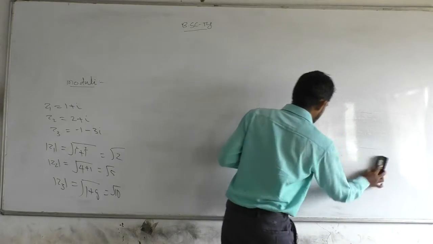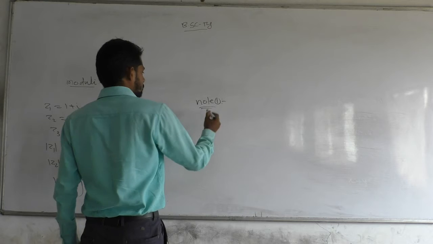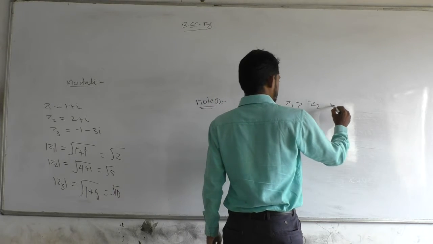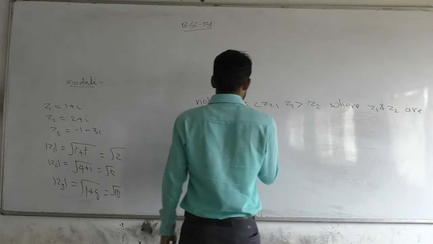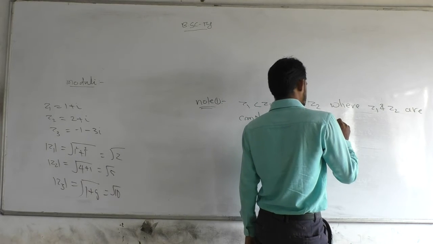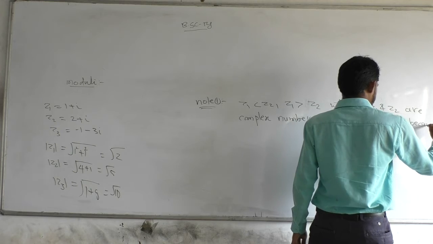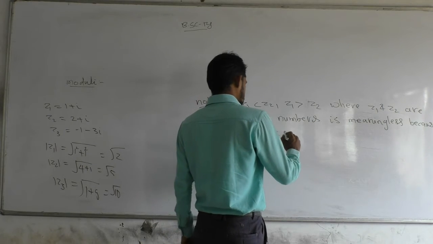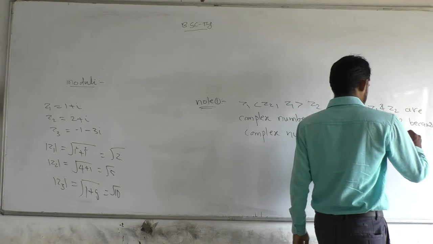Write down the important note. Note 1: Z1 is less than Z2, Z1 is greater than Z2, where Z1 and Z2 are complex numbers, is meaningless, because we know that the complex number system is not an ordered field, it is not an ordered structure.